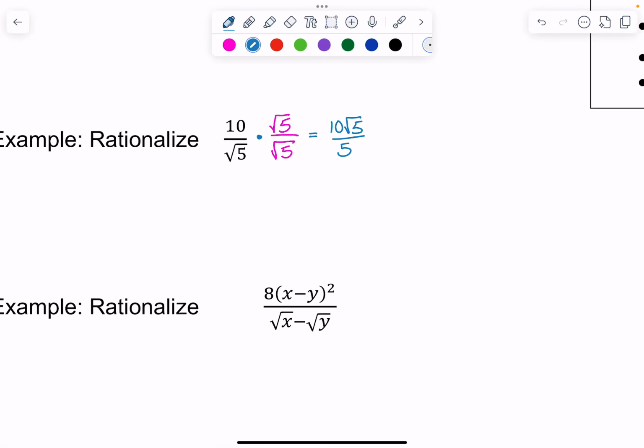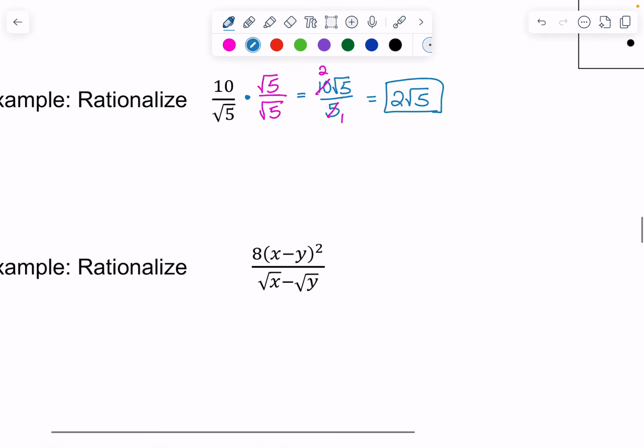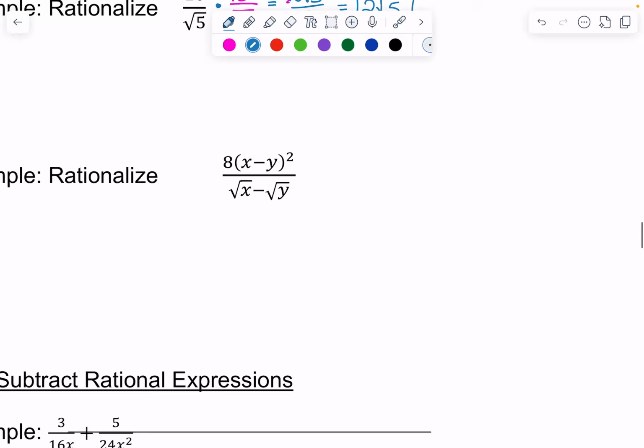Now don't stop quite yet, because we can reduce, right? This 10 is divisible by 5, so I get a 2, and this turns into a 1. And so I get 2 square root of 5 as my answer here. Be sure to reduce when you do these. Common thing to forget to do.